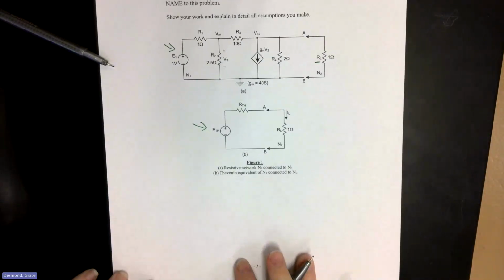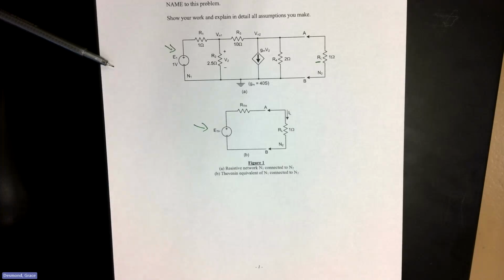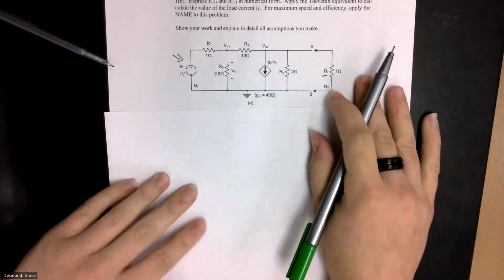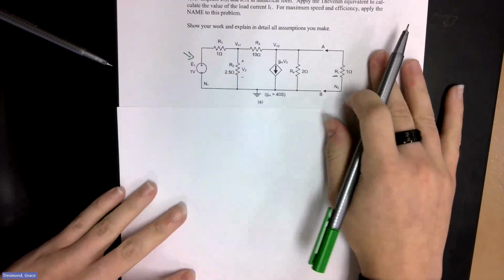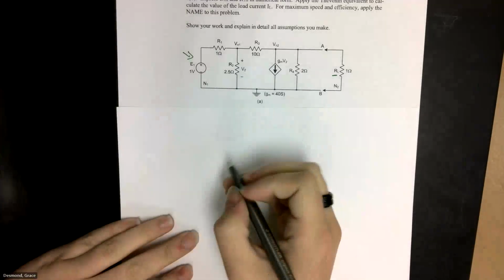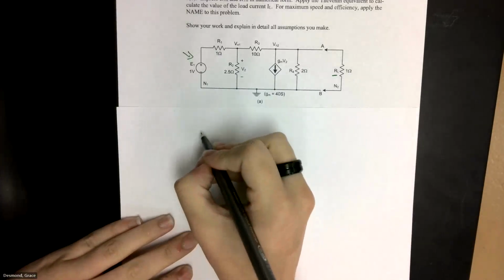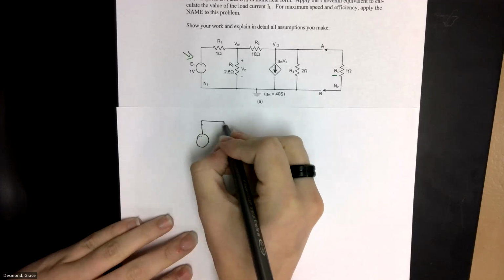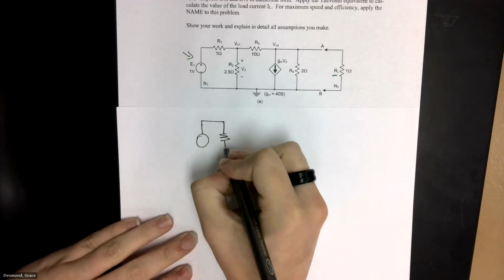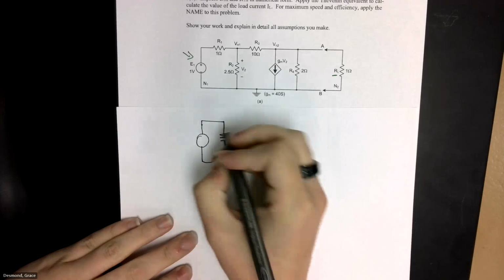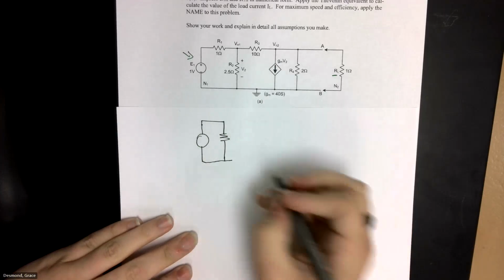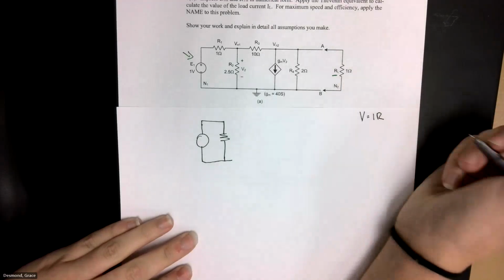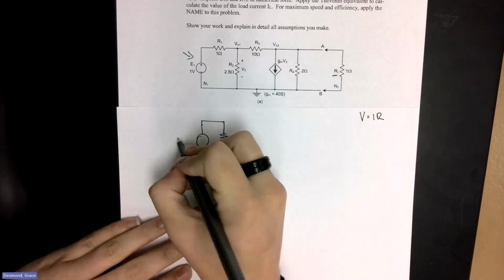And I'll go ahead and redraw. You know what we're gonna do? We're gonna do another piece of paper. So let's redraw this as a current source. What is that current source going to be? It's going to be 1 amp.